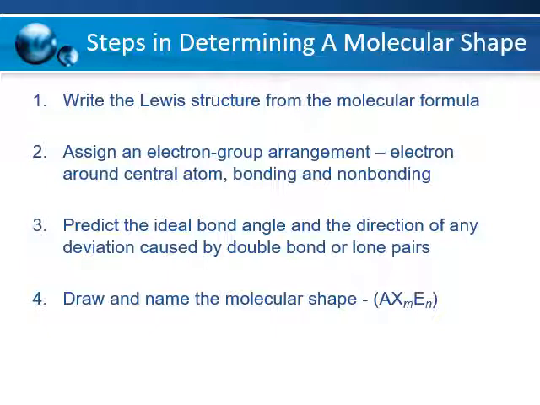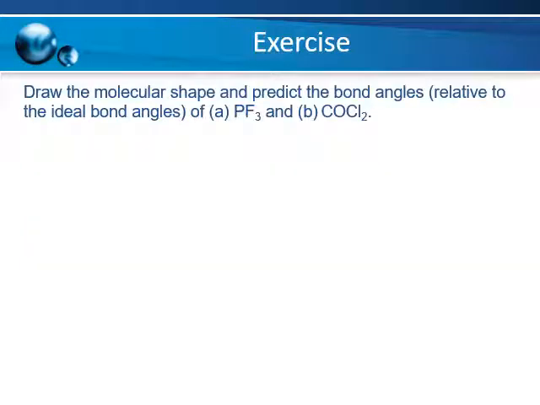Who is going to be the central atom, who is bonding, who is non-bonding, and then you predict the bond angle and direction. Is there any lone pair involved or not, and then you determine the name of the molecular shape based on the name here, and then you draw. Let's draw the molecular shape and predict the bond angle.